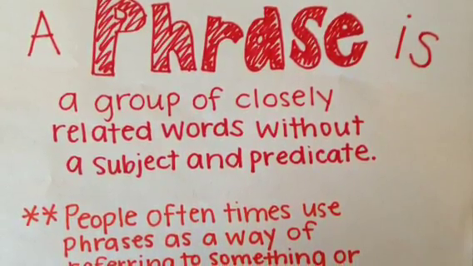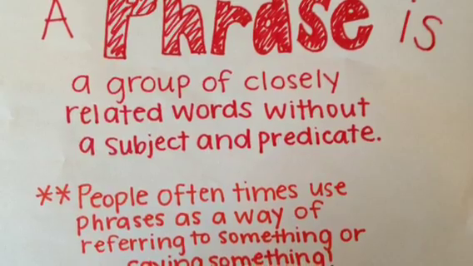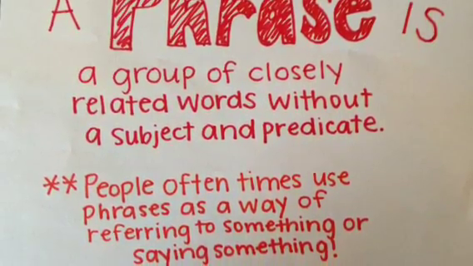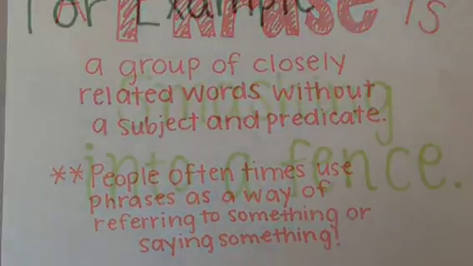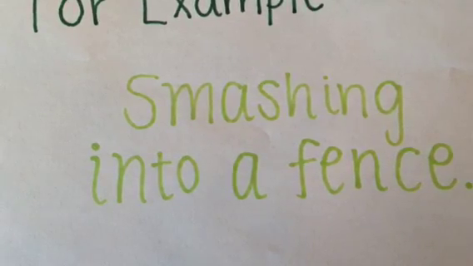A phrase is a group of closely related words without a subject and a predicate. People oftentimes use phrases as a way of referring to something or saying something. For example, smashing into a fence. There's no subject and there's no predicate.